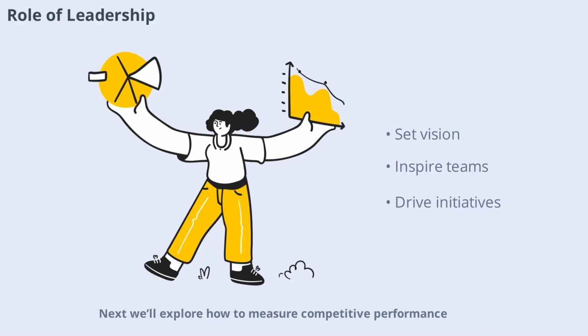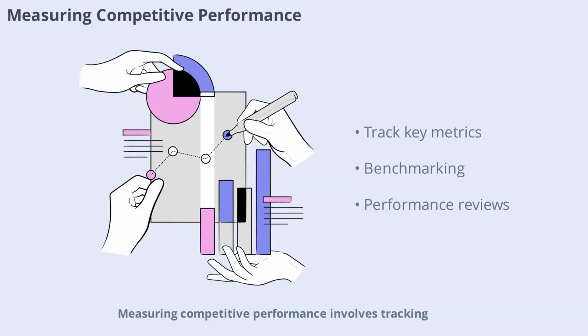Next, we'll explore how to measure competitive performance. Measuring competitive performance involves tracking key metrics such as market share, profitability, customer satisfaction, and innovation rates. Regular performance reviews help companies identify strengths and areas for improvement.